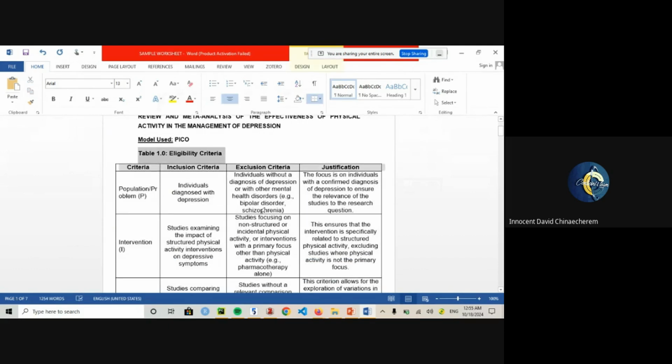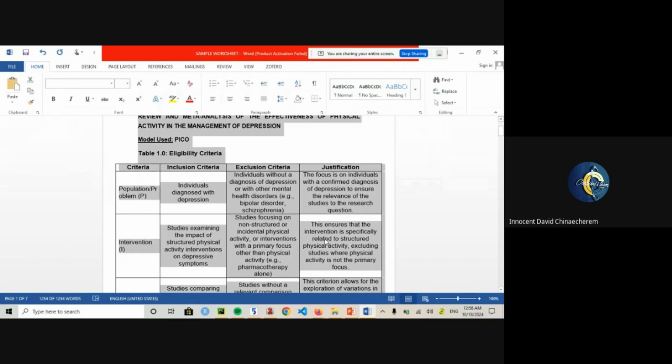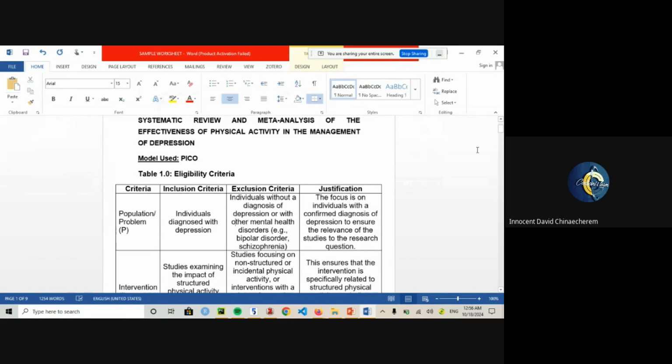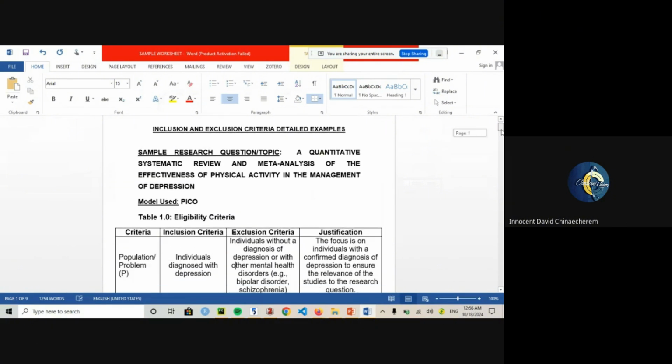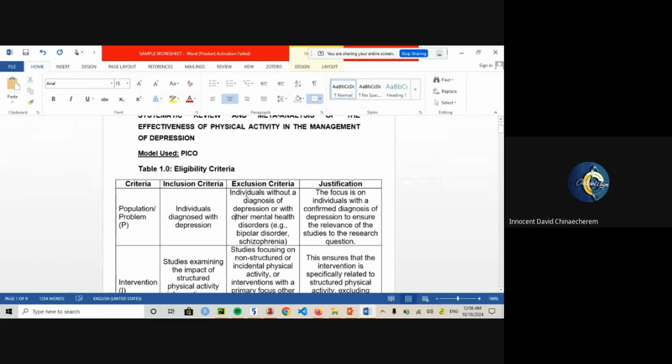So this is exactly what we're talking about. In this scenario, you have the population, which are individuals who are diagnosed with depression. Remember that the question here is about depression. In the exclusion, we can exclude individuals without a diagnosis of depression or with other mental health conditions. So if you have people who are diagnosed with depression and also diagnosed with other mental health conditions, which may be co-infections or comorbidities, then we would exclude them. So here is the justification: maybe the focus is on individuals with a confirmed diagnosis of depression, to ensure relevance to the research question.